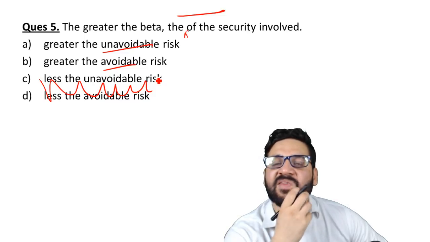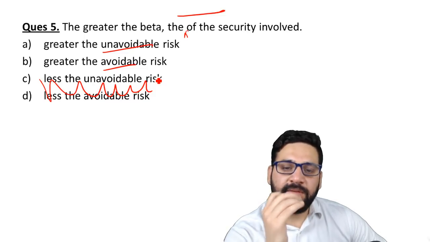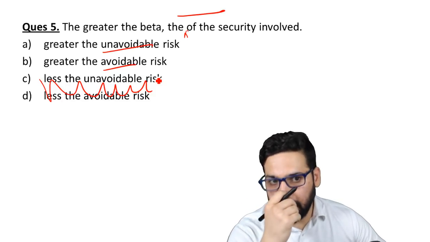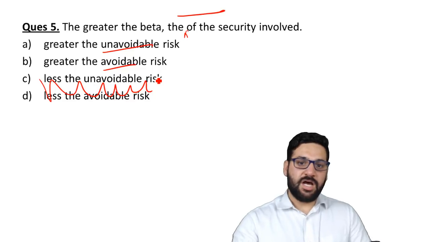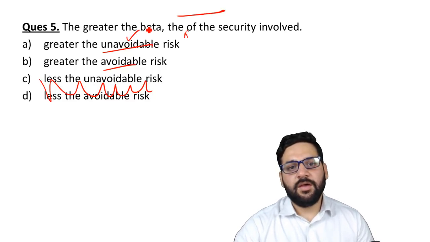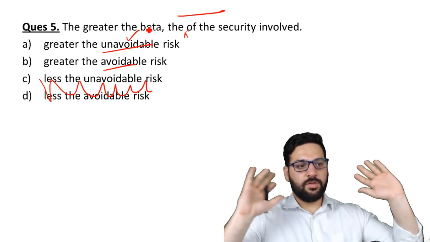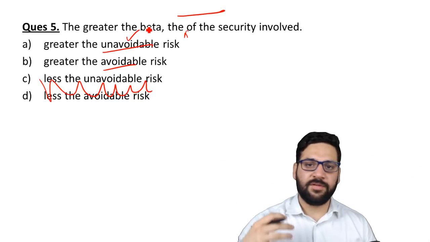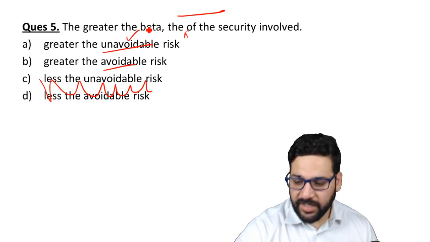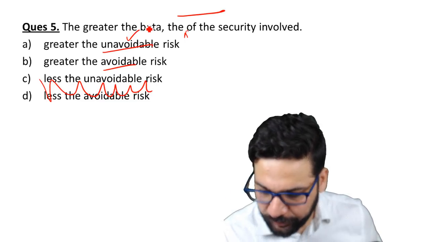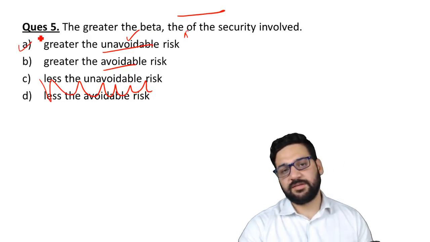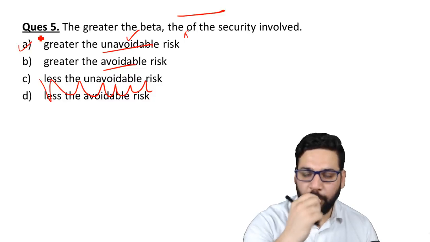If the beta is high, what kind of risk is going to be high? The unavoidable risk, in which the whole of the market is facing it, all the stocks are facing a similar sort of risk. So the correct answer, as most of you said, is A. It is unavoidable risk. Hope you're getting it.